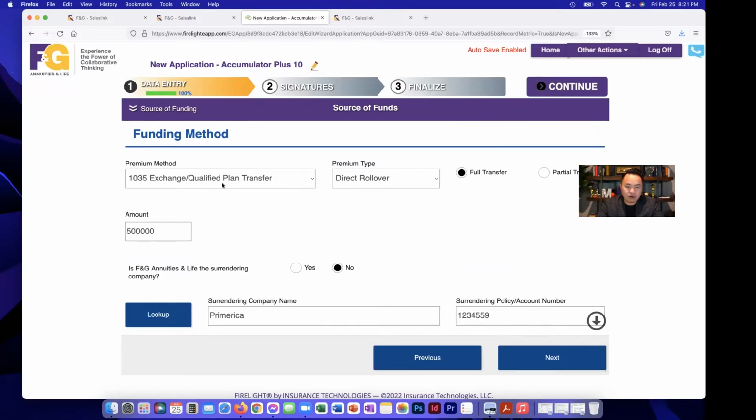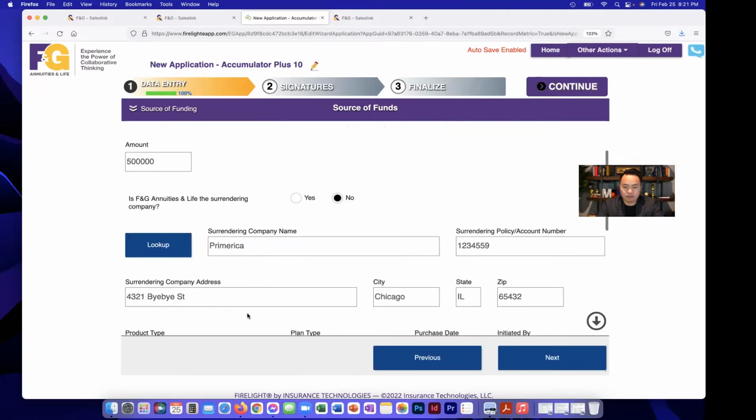1035 exchange, qualified plan transfer. It's already there. So direct rollover, full transfer, amount 500,000. Is FNG Life and Life Annuities and Life the surrendering company? No. It's from Primerica.